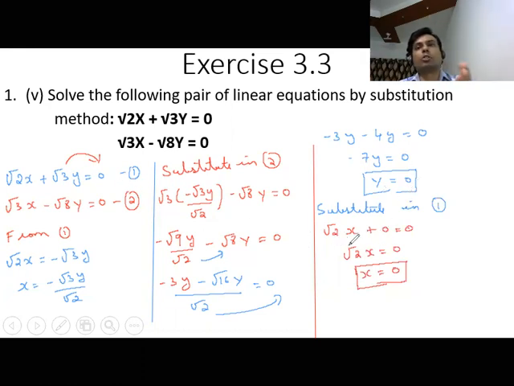Substitute in 1, root 2x plus 0 is 0, or root 2x is equal to 0, or x will be equal to 0, because 0 by root 2 is 0. 0 divided by anything is 0. So anyway, it's going to be 0. So both y and x are 0.